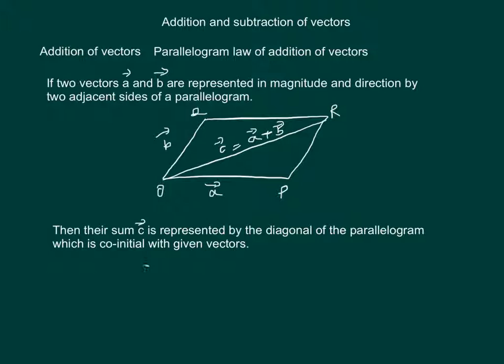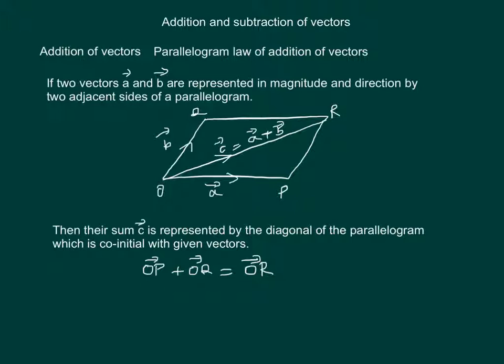In other words, OP plus OQ equals OR. Note here that naming of the vector is very important. OP is vector A and OQ is vector B. Then OR is vector A plus B. This means that O is the initial point and P is the terminal point. But if we name the vector as PO, that will be negative of vector A.